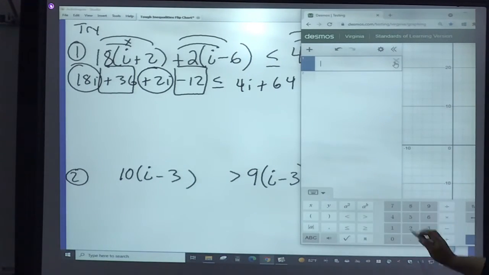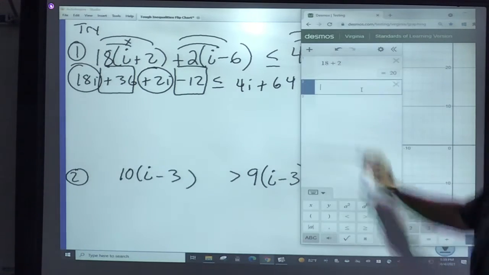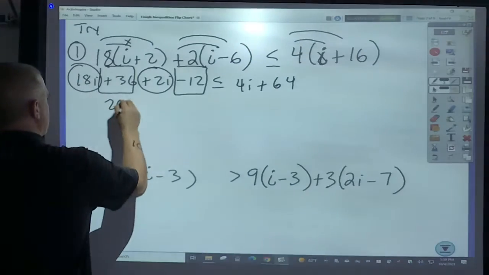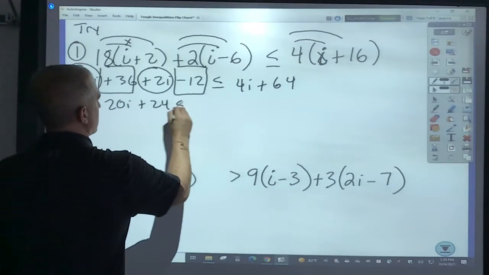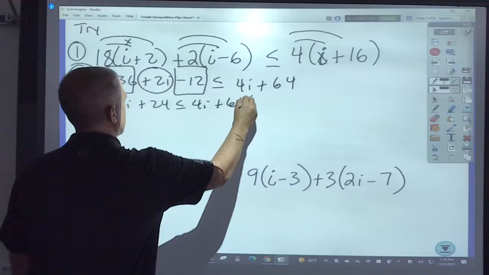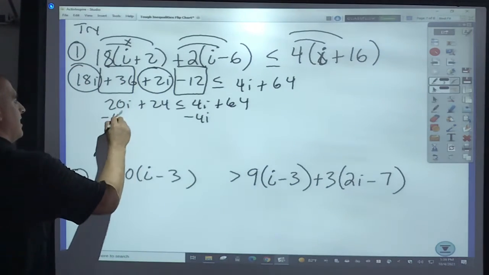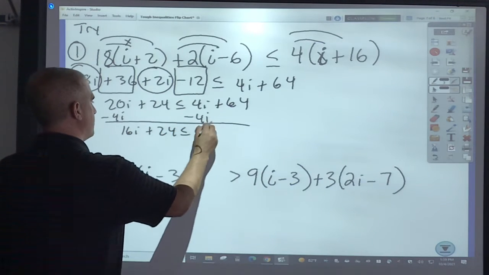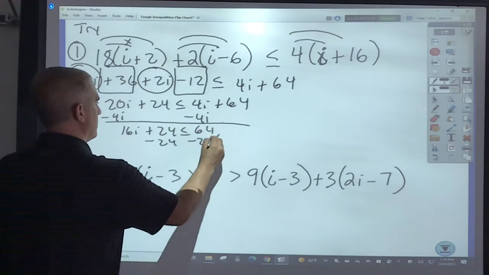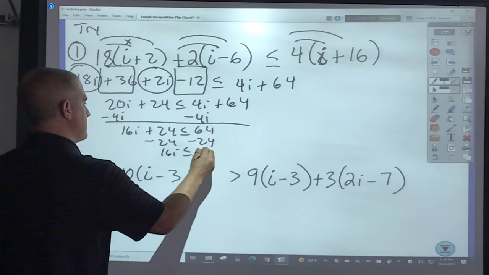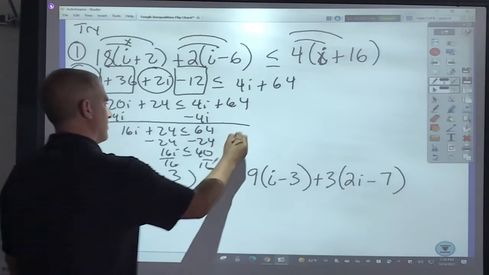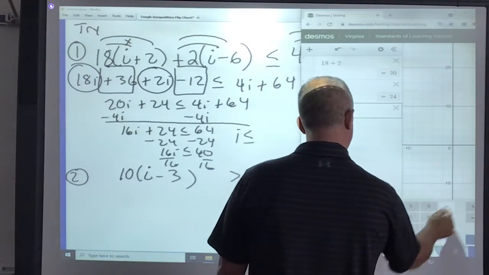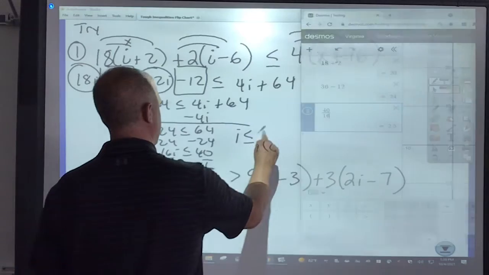Okay, so I got 18 plus 2, which is 20. 36 minus 12, which is 24. Okay, so minus 4i, that's 16i, plus 24, less than or equal to 64. Subtract 24, that would give me 40, and then divide by 16. 2.5.